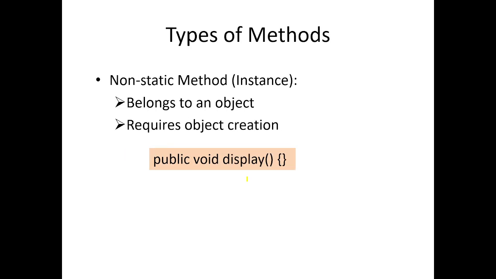We also have non-static methods, sometimes called instance methods. Non-static or instance belongs to the object and requires object creation. For example, we have public void display. This is an instance method that you can create. There's no static here, so you can see there's no keyword static.